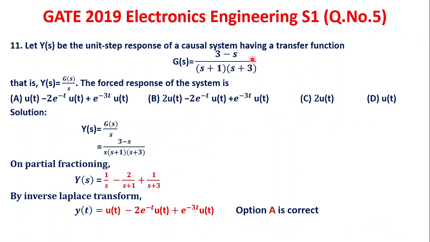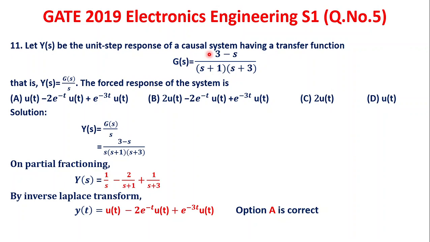So here it is, unit step response. They have said it is G of s equal to this. Y of s is G of s by s. Forced response is dash. That means they have given the forced response as G of s by s. G of s is given. Now they are asking what is y of t.